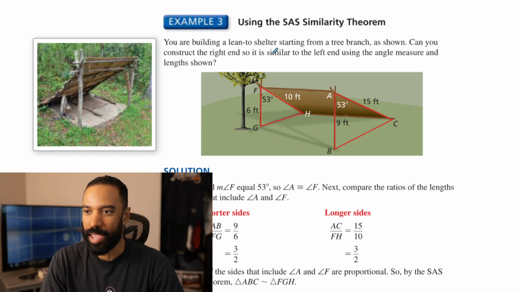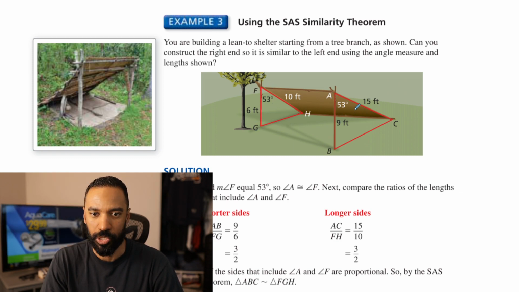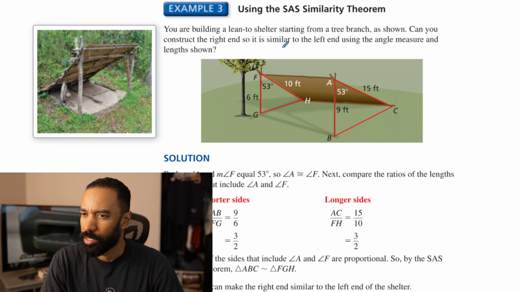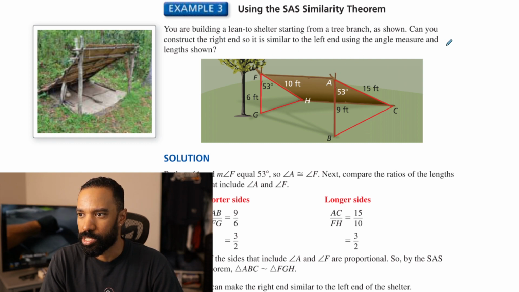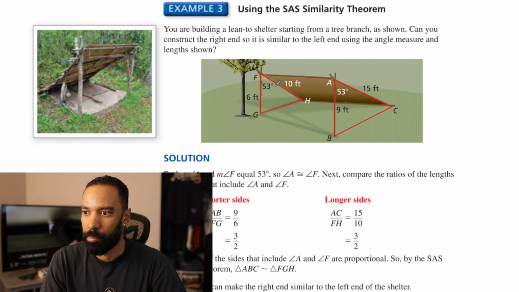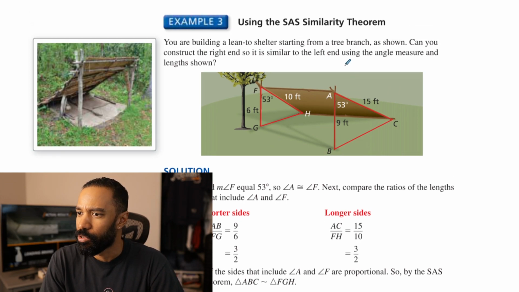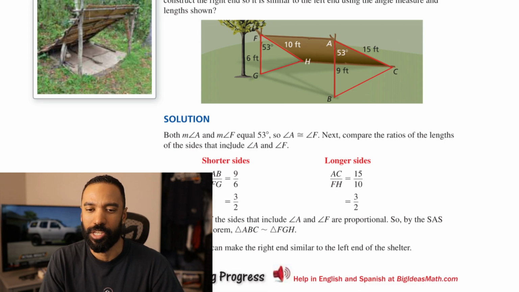Can you construct the right end so it is similar to the left end using the angle measure and lengths shown? So what they show you here is two sets of sides and the angle in between, two sets of sides and the angle in between. It looks like they're going to show that these two, wait, can you construct the right end so it is similar? Oh, maybe something's broken proportionally. I don't know what they're actually saying with this. Okay, let's see what they say.